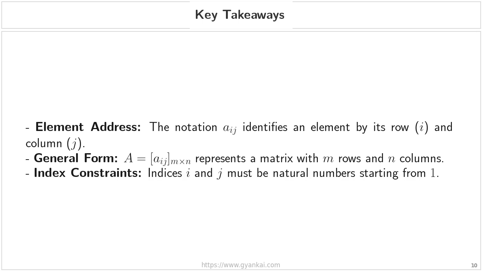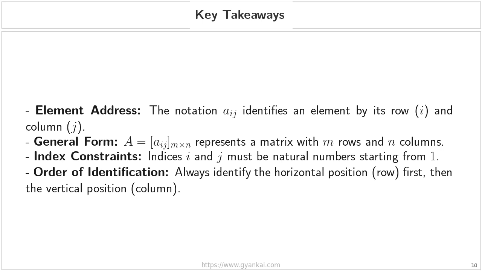Third, keep in mind the index constraints. As we discussed when talking about common mistakes, the indices i and j must always be natural numbers starting from 1. This means you will never encounter a row 0 or a row 0.5 in this curriculum. Finally, always be mindful of the order of identification. To avoid swapping your coordinates, always identify the horizontal position, the row, first, followed by the vertical position, the column. Just remember the RC rule, row then column.